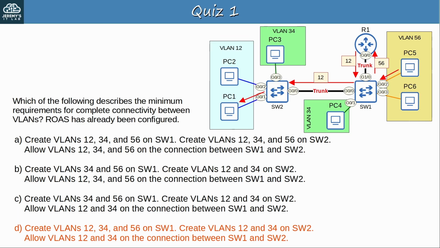So even though PC5 is in VLAN 56, when PC5's message travels between switch 1 and switch 2, the message is no longer in VLAN 56. It has already been routed to VLAN 12 by R1. If PC1 replies to PC5, the message will again be tagged in VLAN 12 when it travels from switch 2 to switch 1. There is no need to allow VLAN 56 over that trunk. Okay, let's go to question 2.